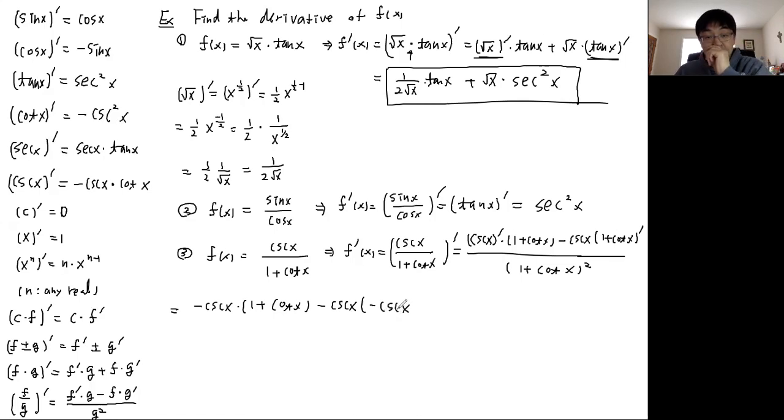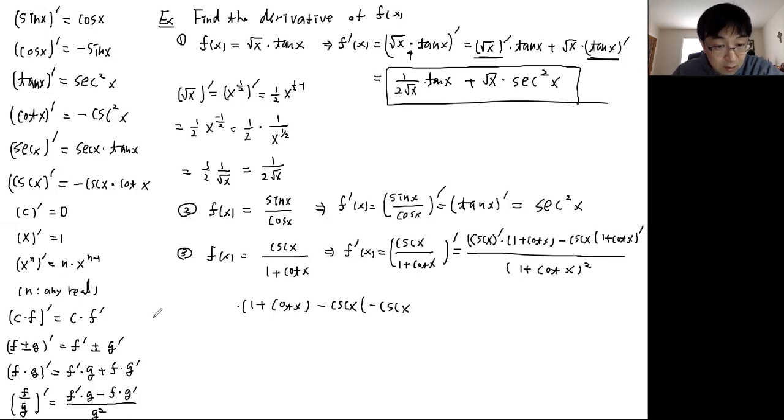Oh, the mistake. What's cosecant x prime? The cosecant x prime is not negative cosecant, sorry. It's negative cosecant times cotangent. You can derive more. Sorry about that. Here, erase this portion.